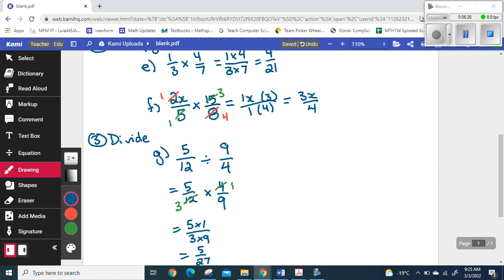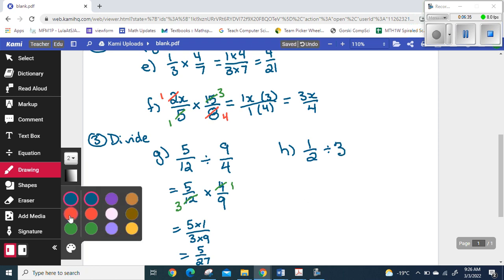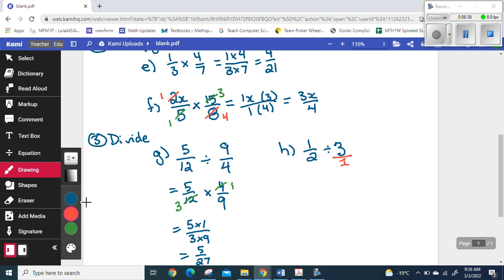What happens if I want to take 1/2 and divide it by a whole number? Well, don't forget, every whole number is the same thing as itself over 1. So I can turn it into a fraction, and then let's do our dividing skill. We keep the first one, divide becomes a multiply, flip the fraction, and then multiply your numerators and multiply your denominators. And you're left with 1 over 6.